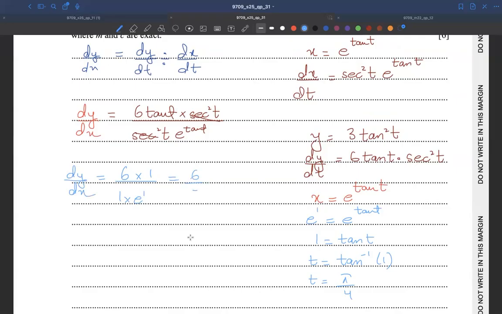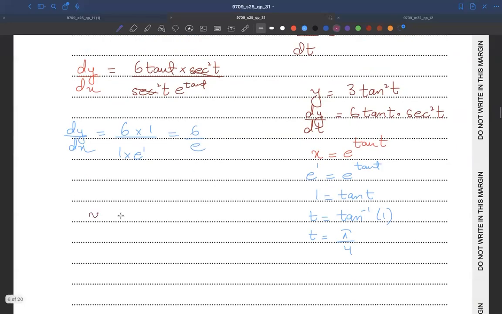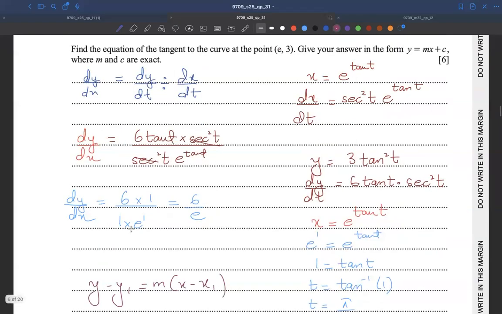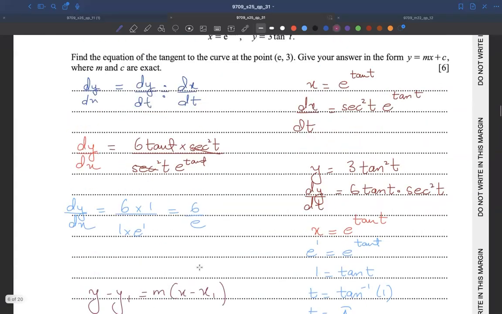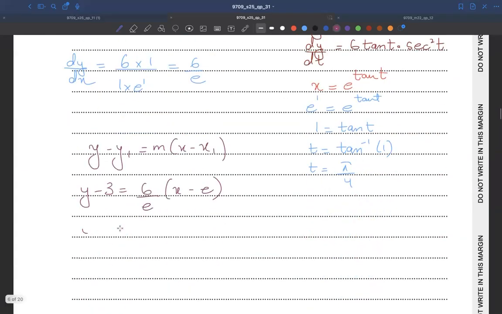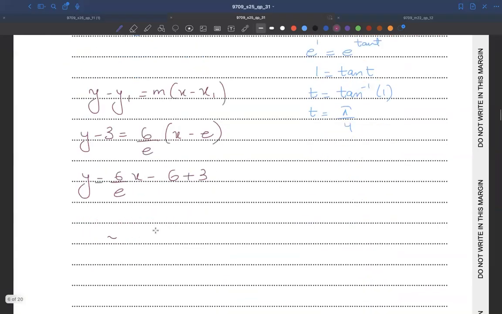Now to find the equation, we can simply use y minus y1 equals m into x minus x1. The y1 value is 3, so we'll get y minus 3 is equal to m, which is 6 upon e, into x minus, and the x value is e. Simplifying, we'll get 6 upon e x minus 6 upon e into e, which is minus 6, plus 3. So the equation of the tangent would be y equals 6 upon e x minus 3.